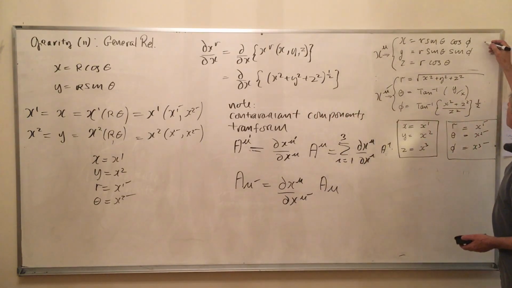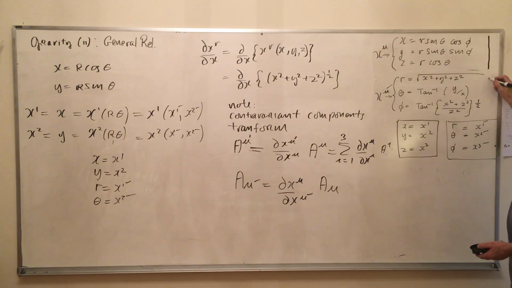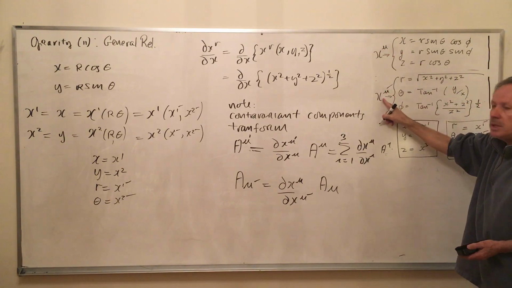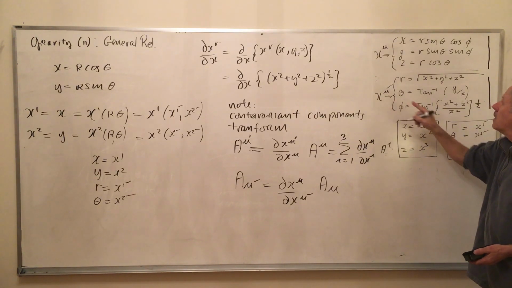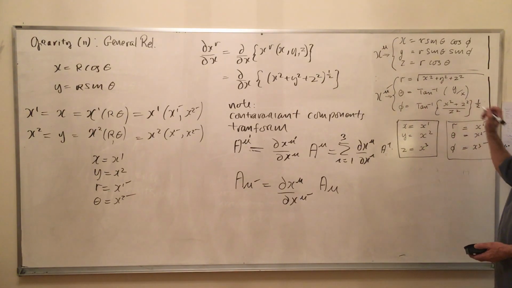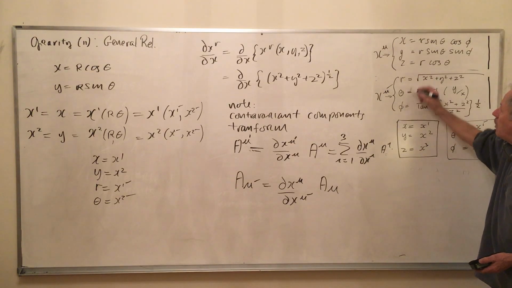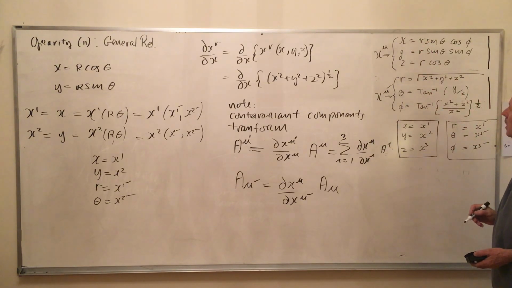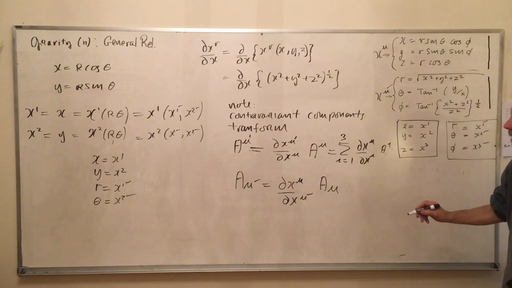In other words, suppose we were talking about Cartesians and polars with their respective transformations. These would be the x mu's, and these would be x mu dashes. In other words, functions of the transform coordinates, r, theta, and phi. We want to get from x, y, and z to r, theta, and phi. Okay? We'll get to that in a minute. These are the rules.